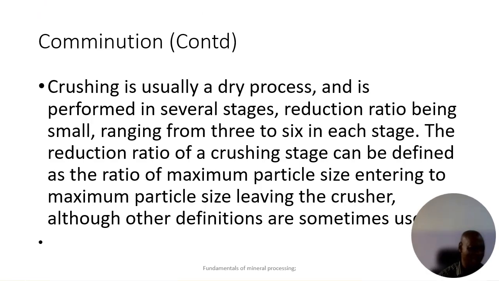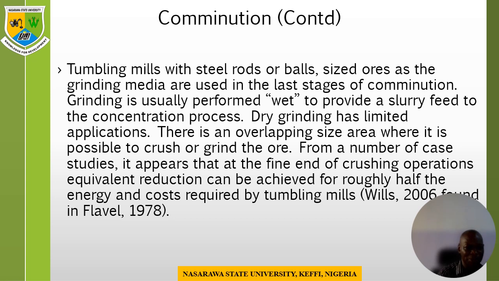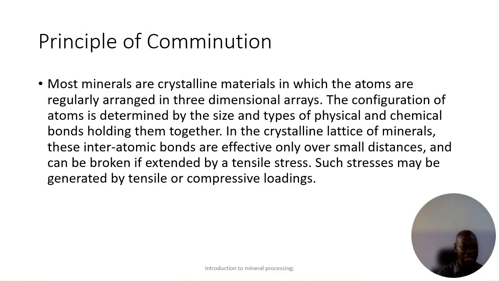Crushing normally is a dry process and is performed in several stages to reduce the reduction ratio between stages. The reduction ratio of a crushing stage can be defined by the ratio of the maximum particle size entering the crusher to the maximum particle size leaving that same crusher. Other definitions are available. We also use tumbling balls, rod balls, to grind. There are various materials that are used for that.